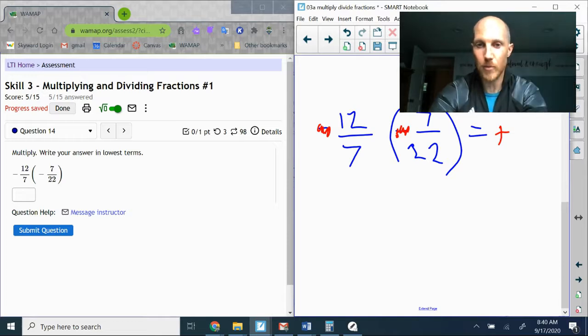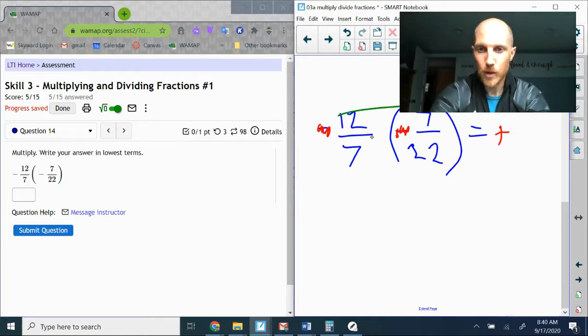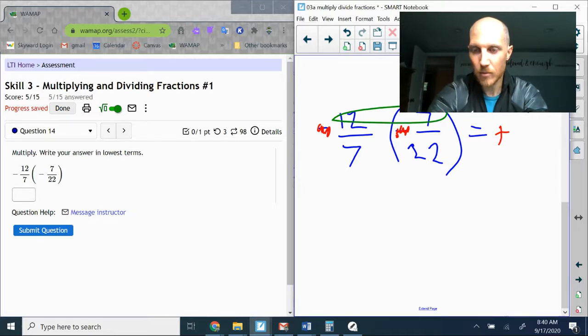Now I can just look at the numbers. So still multiplying straight across the top. Let me get this back to a different color here. Okay, multiplying 12 times 7, that is 84. Oh my gosh, what is happening? Okay, 12 times 7 is 84.